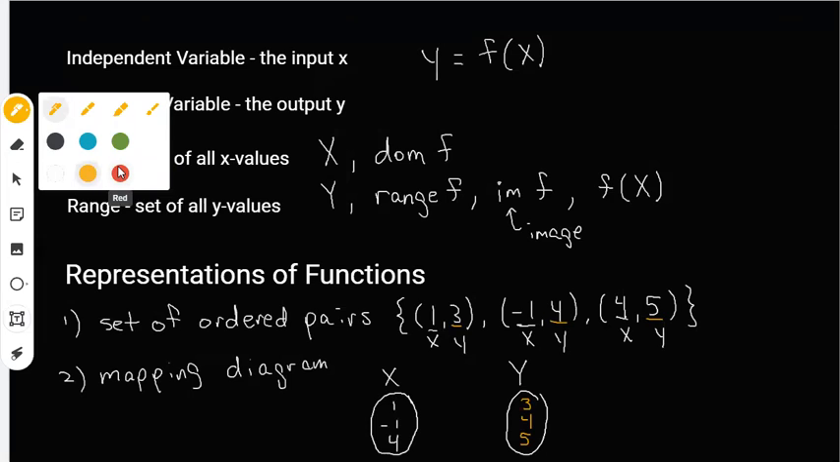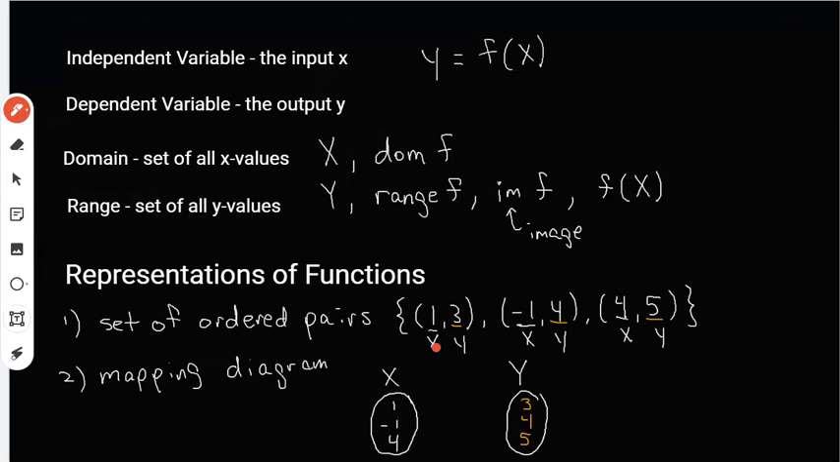And then what I'm going to do, I'm going to draw arrows between them because 1 is mapped to 3. So I'm going to draw an arrow from 1 to 3. -1 is mapped to 4, so I'm going to draw an arrow between -1 and 4. And then 4 is mapped to 5, so I'm going to draw an arrow between the 4 and the 5. So all of this is to say 1 is mapped to 3, -1 is mapped to 4, and 4 is mapped to 5. And I get that from all the ordered pairs that I just wrote. Okay, so that's what a mapping diagram is going to look like.